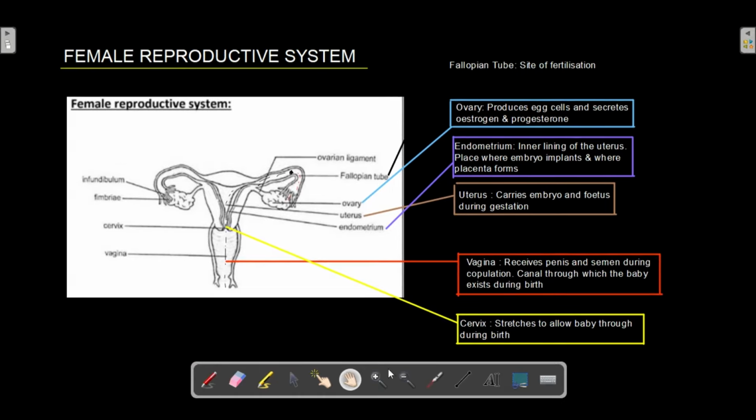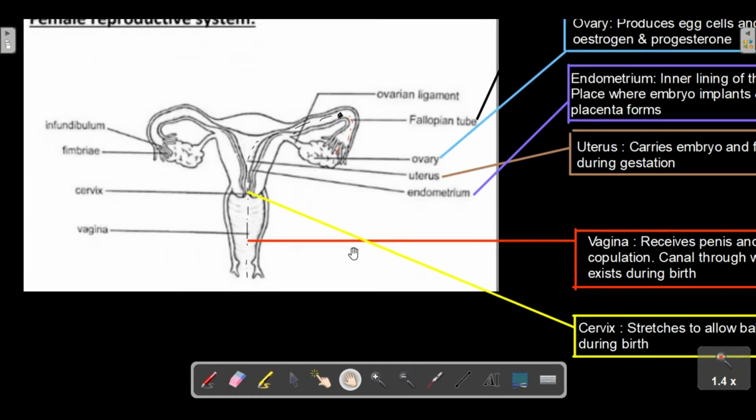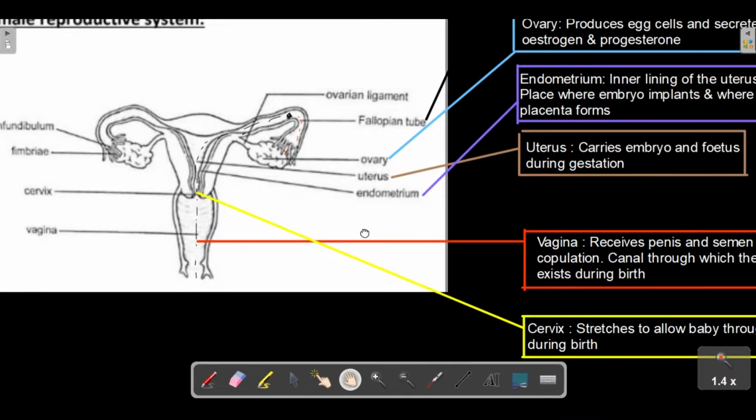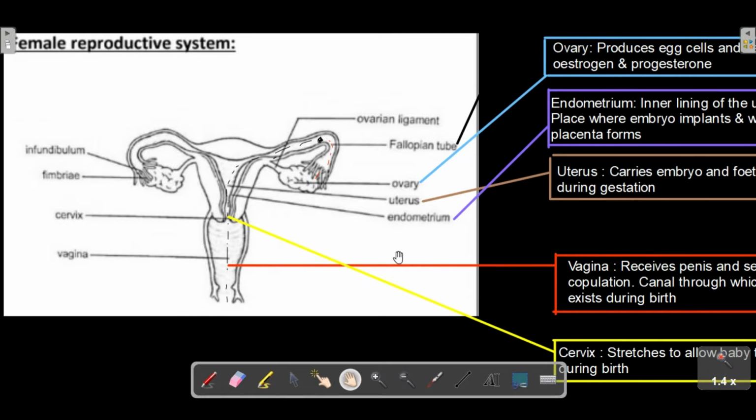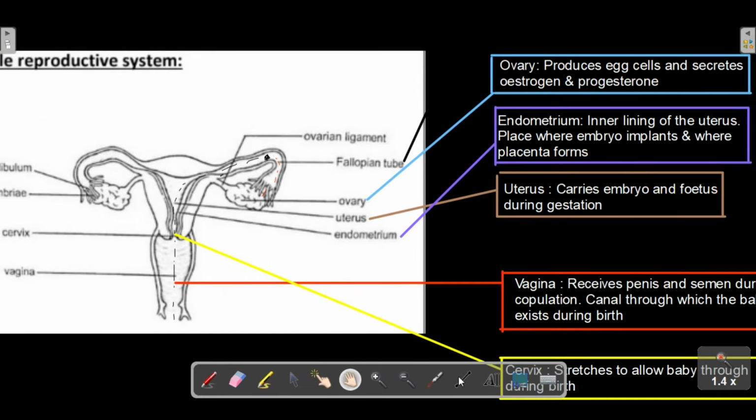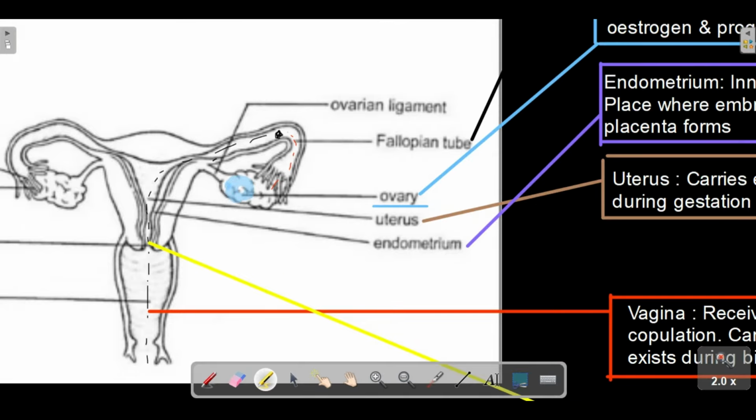So the female reproductive system has really two functions. It has to produce gametes, so it has to produce egg cells. And we said, in the meiosis video, that the structure that produces egg cells is the ovary. So these are your ovaries. Here you have an ovary, the right one. There's another ovary. Their function really is to produce egg cells and hormones as well.